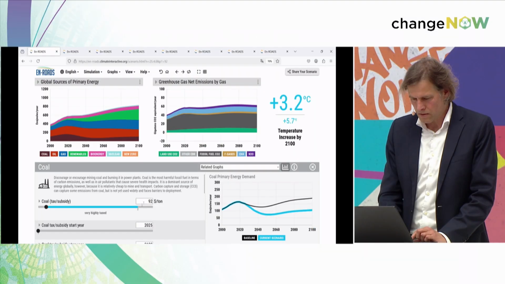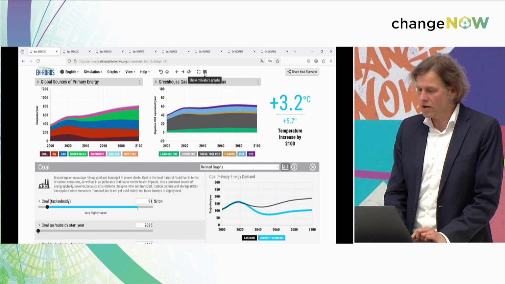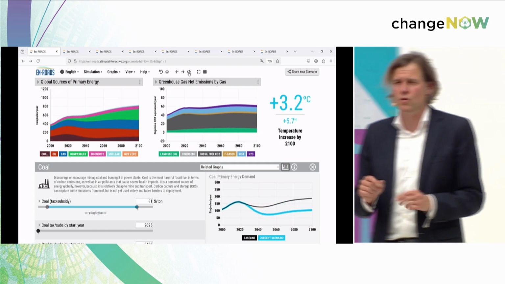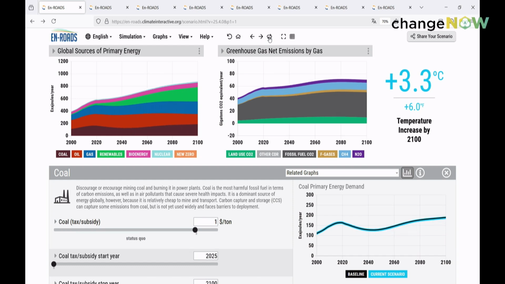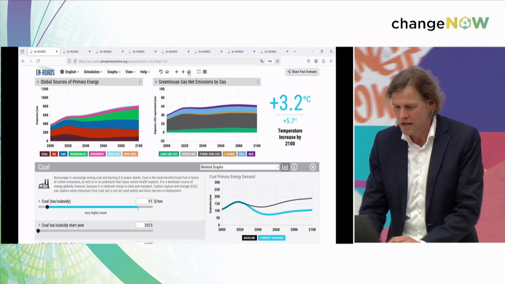Now let's redo this all the way through. So it has worked. It has brought down the temperature from 3.3 to 3.2, a tenth of a degree. It is less than most of you thought, much less. But don't get me wrong, every tenth of a degree counts. Every tenth of a degree is important to get down the temperature.